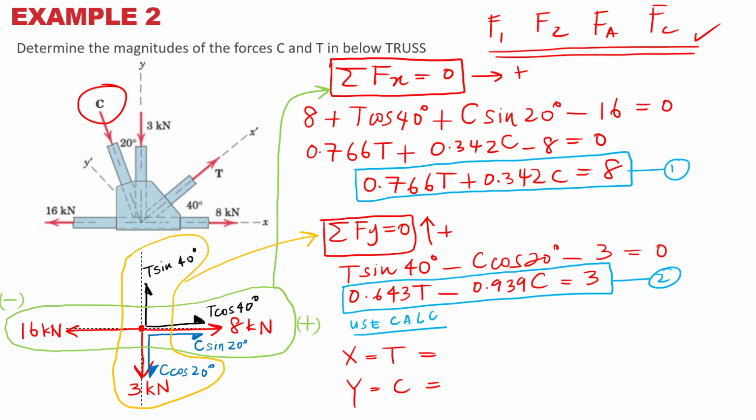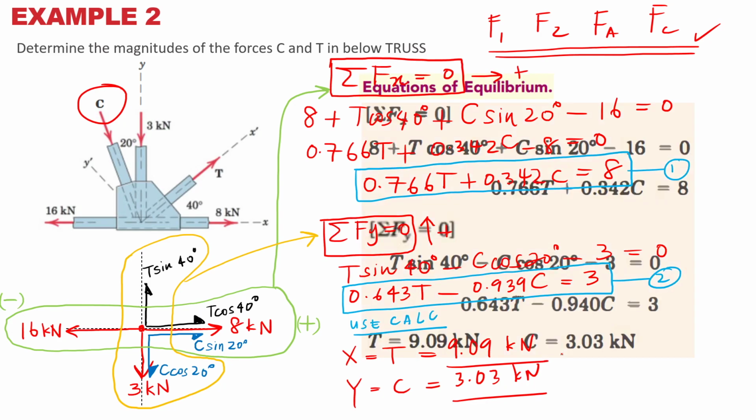0.7, 6, 6, 0.342, 8, 0.643, -0.9393. Correct? What did you get? I am getting 9.09 kilonewton. Okay. 3.03 kilonewton. Is this correct? Check. T, yes, correct. Correct.